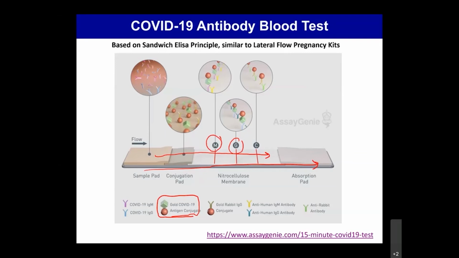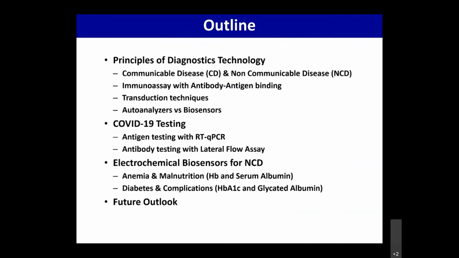So that is a very quick primer on using either RT-PCR or the lateral flow assay. These tests, by the way, are also used for various other ailments. I've used COVID-19 as an illustrative example here. Now let's move on to the other topic that I wanted to talk about. I'll spend another 10 to 15 minutes on electrochemical biosensors.